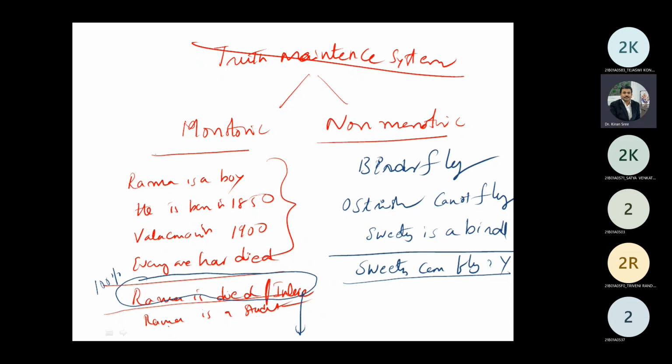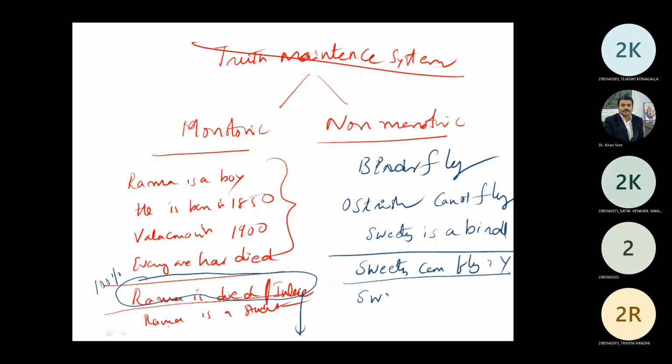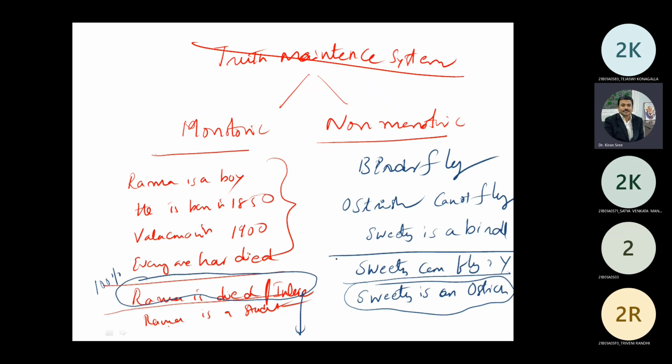So I said a truth maintenance system has two types. Monotonic system: you take a conclusion and the conclusion is valid around the clock, then you say it is a monotonic system. If the conclusion will change with respect to time, then I will write something like Sweetie is an ostrich. Now, can Sweetie fly? No, sir. Adding these new statements will invalidate this conclusion. Then we call it a non-monotonic system.